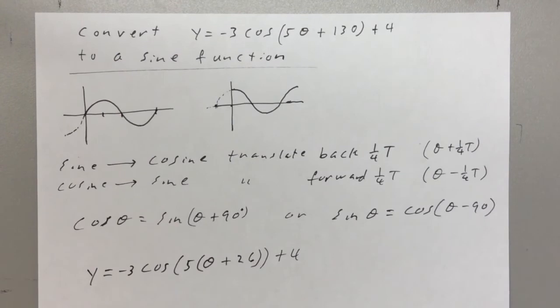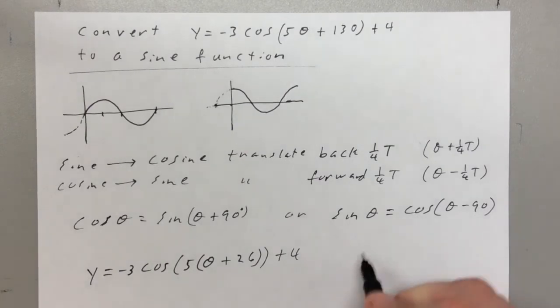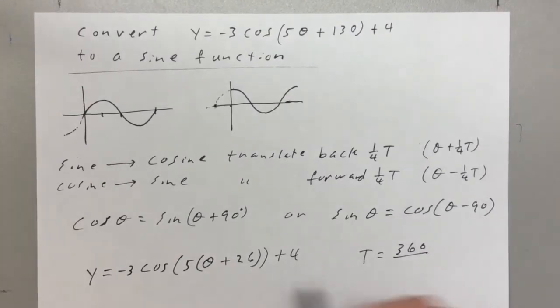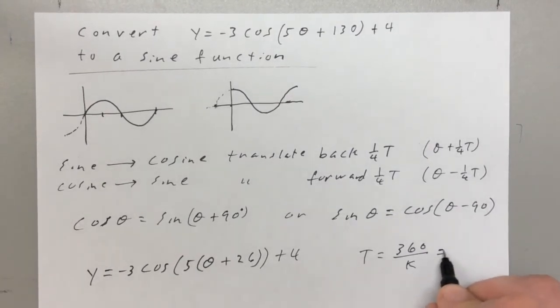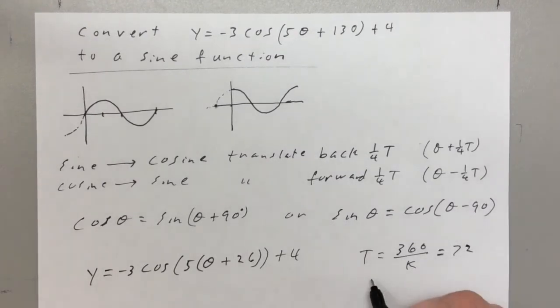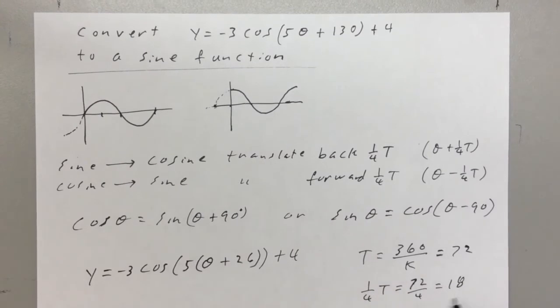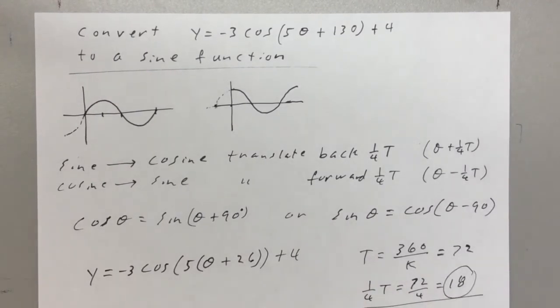So to make this into a sine, we need to first figure out what the period is and then move it 1/4 of a period. So the period equals 360 over k. k is 5, which equals 72. Now we can figure out what 1/4 of a period is. So 1/4 T equals 72 over 4, which is 18. Okay, so there's the amount we're going to shift it by.